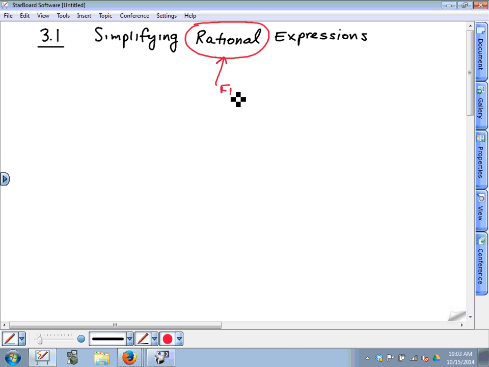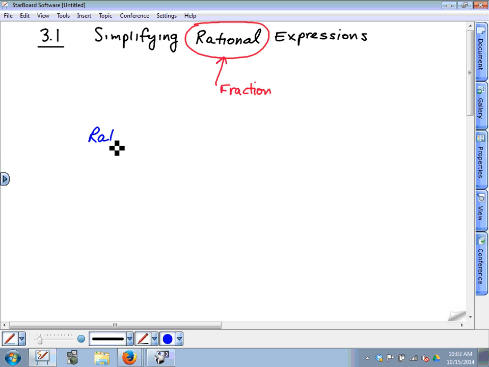Rational means fraction. So we're going to be dealing with expressions that are in the form of fractions. Okay? So I write this. It's more than just a fraction like 1/2 or 5/11. Those are fractions.